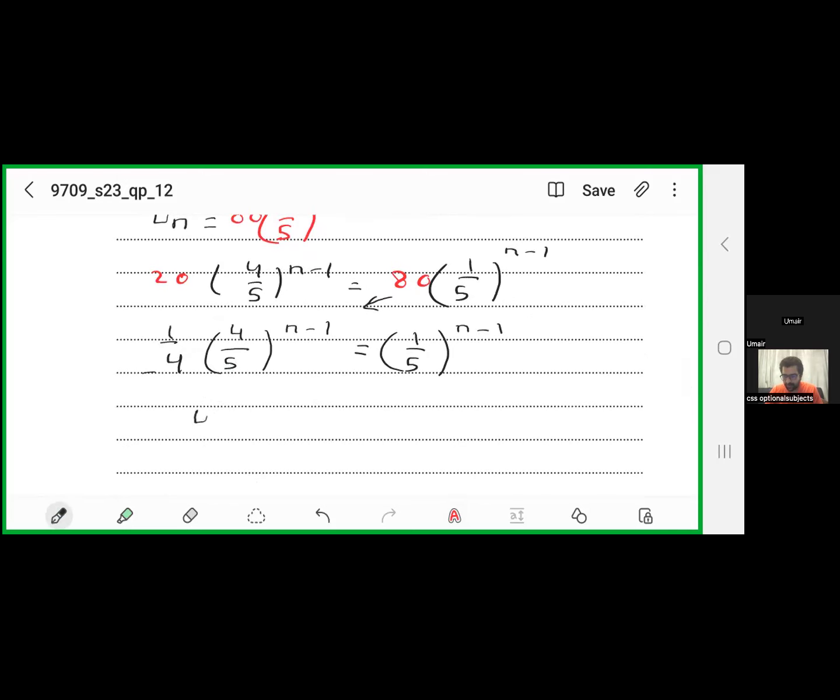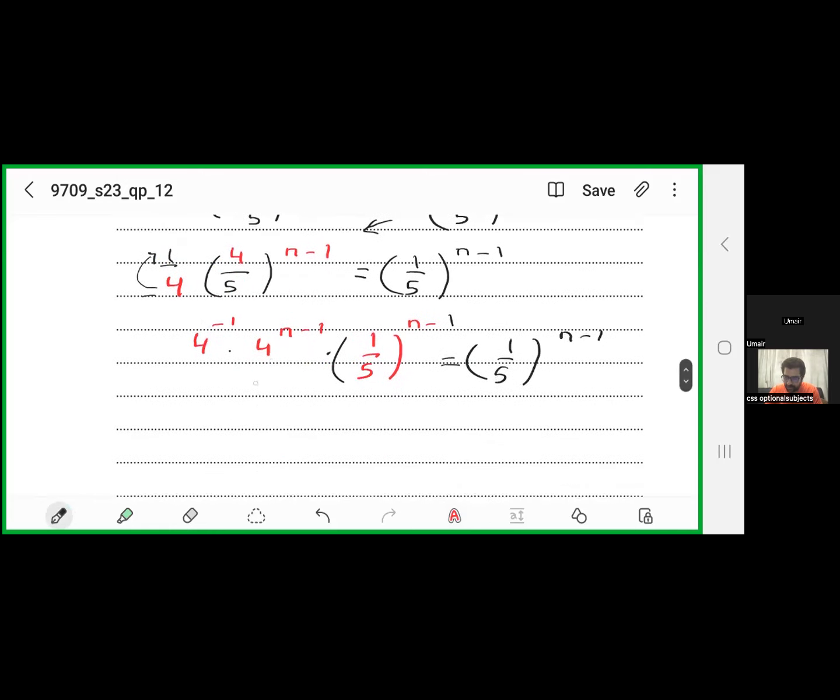this 4 will go up, it will become 4 power minus 1 multiplied by 4 power n minus 1 dot 1 over 5 power n minus 1. I have separated these things. This 4, when you take it in the numerator, it will become 4 power minus 1. This 4 has power of n minus 1, and this 1 over 5, which will be left when you take out this 4, 1 over 5 power n minus 1 will be retained. That will be equal to 1 over 5 power n minus 1.